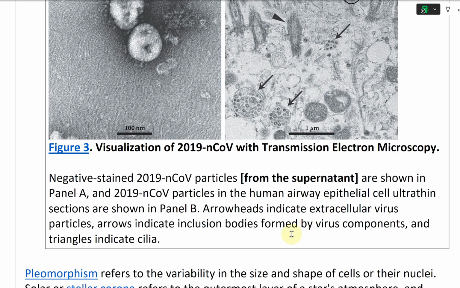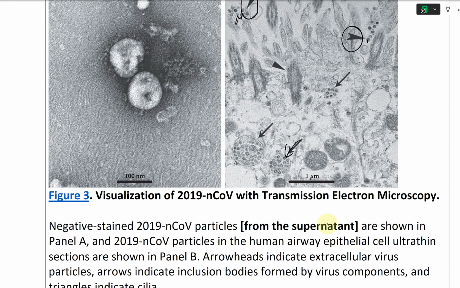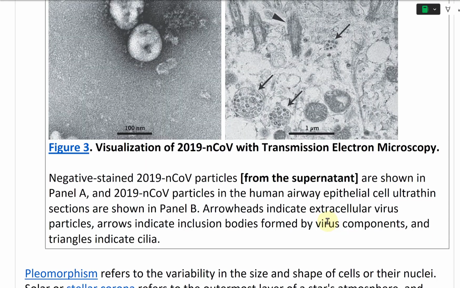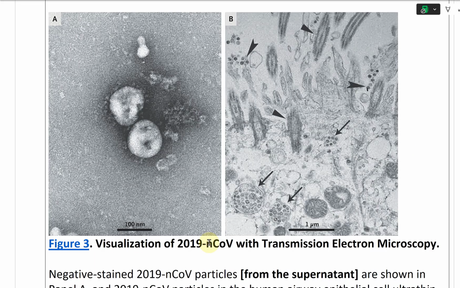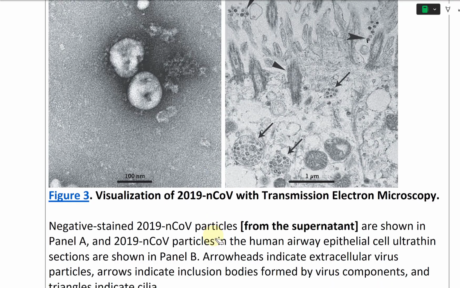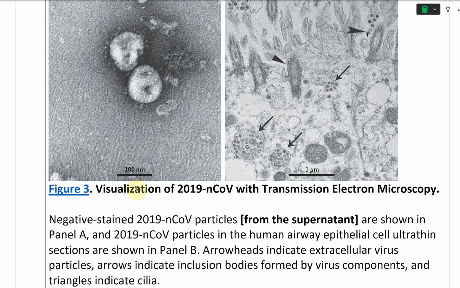All right. And what else? Arrows indicate inclusion bodies formed by virus components. So there's inclusion bodies or supposed virus factories inside the cells that somehow produce these supposed viruses. And going further, triangles indicate cilia. So these are the cilium beating here. All right, this is black and white. Remember, these are all dead images and then stained as well. All right, continuing further.